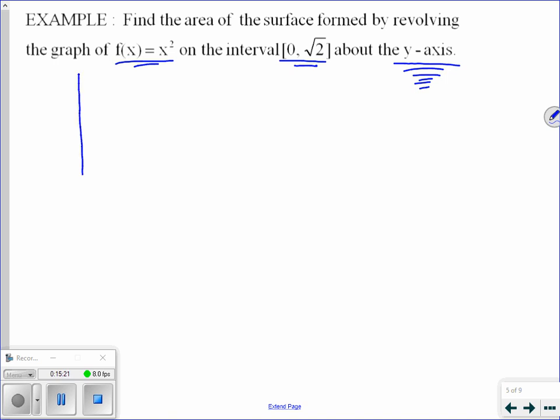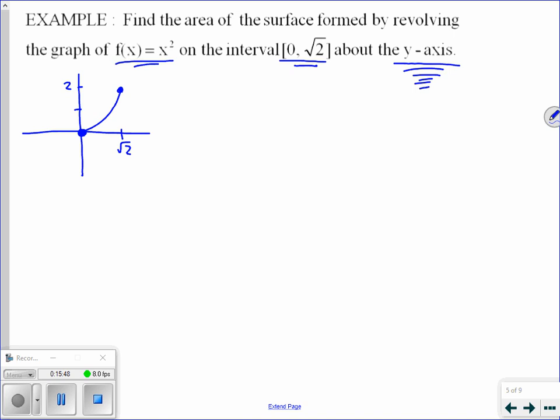If I were to draw this out, okay, we're looking at x squared. We're looking between 0 and the square root of 2. So if I plug a 0 into x squared, there's the 0. If I go over here to the square root of 2 and plug that into x squared, you just go up to 2. So I'm at this point right here.